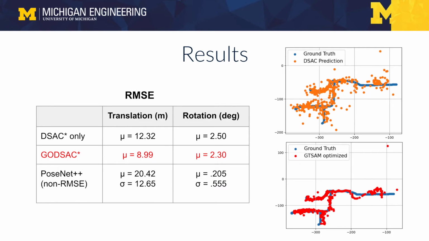The top is DSAC star only, and the bottom plot is after graph optimization. Comparing this to PoseNet++, which is another end-to-end robot relocalization framework, you can see they're getting results of 20.4 on the NCLT dataset.